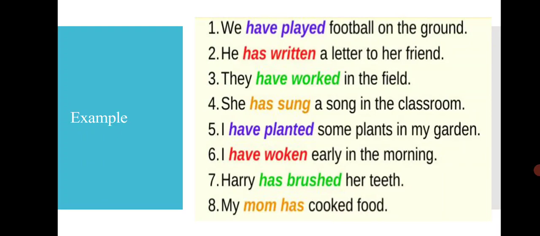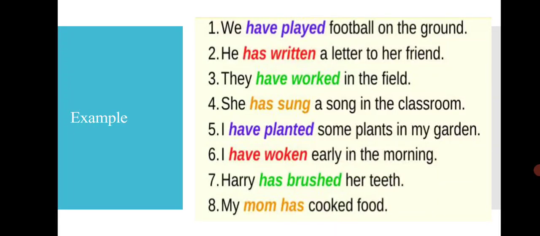Similarly, the next sentence is he has written a letter to his friend. He is the subject, so the have form of the verb we use is has. Write is the present form. The past participle form is written. They have worked in the field. She has sung a song in the classroom. Sing is the present form. The past participle form is sung. I have planted some plants in my garden. I is the subject, so have is the have form of the verb. Plant is the verb and the past participle form is planted.